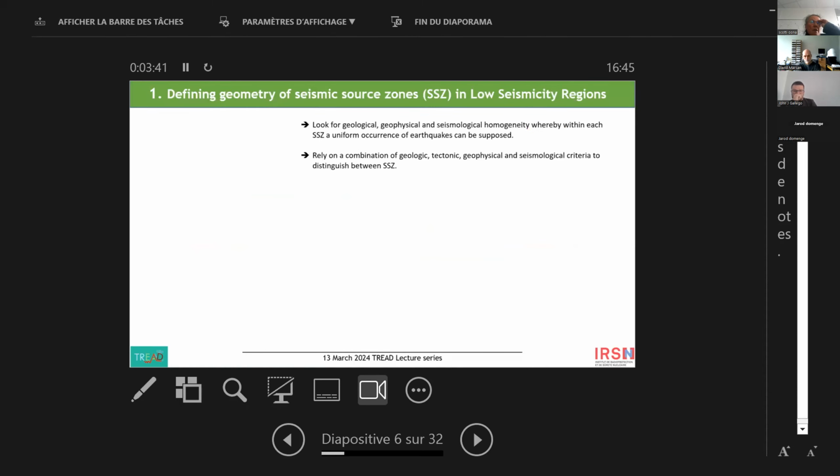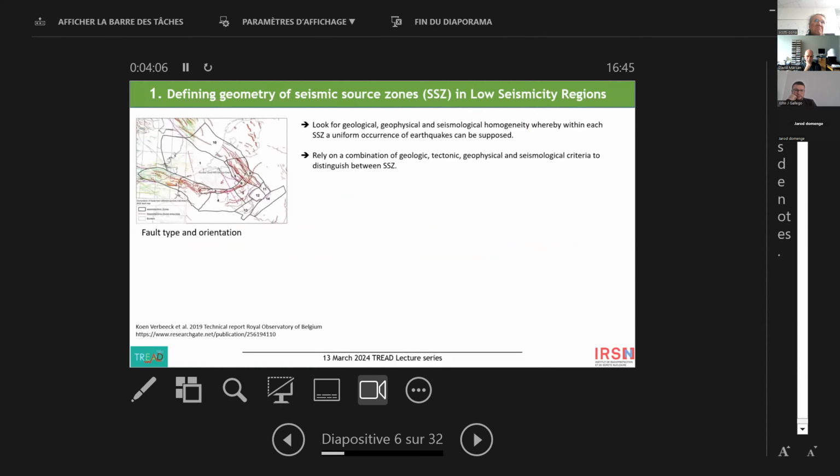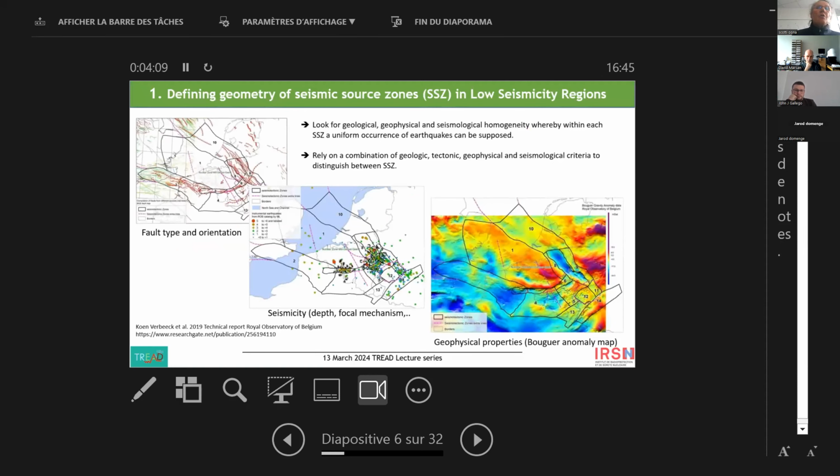Defining the geometry of seismic sources, especially in low seismicity regions, is a big challenge. We need to look for geological, geophysical, and seismological homogeneity to some extent, because we consider each zone as a zone where the occurrence of earthquakes can be supposed to be uniform. To do this, we rely on a combination of geologic, kinematic, and geophysical data. Here I'm showing you an example from the Belgian colleagues, who are doing approaches very similar to ours in France, with very nice pictures.